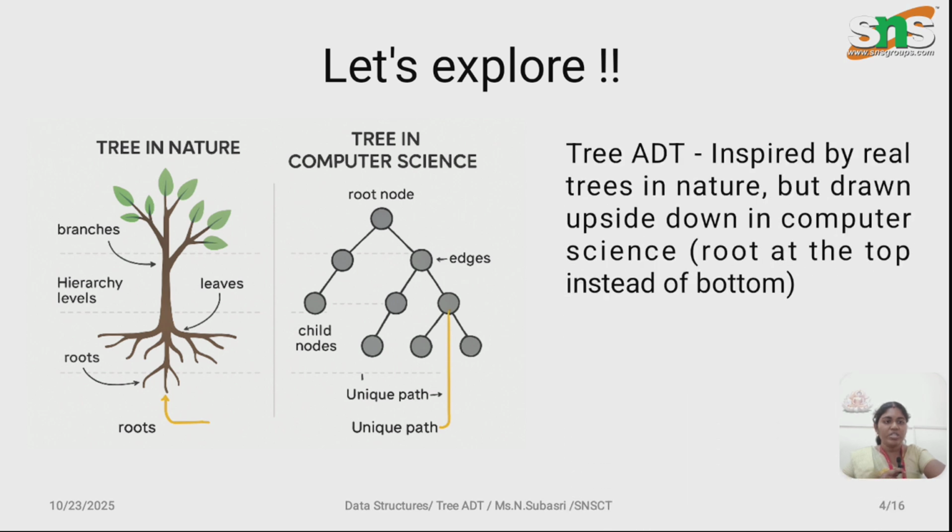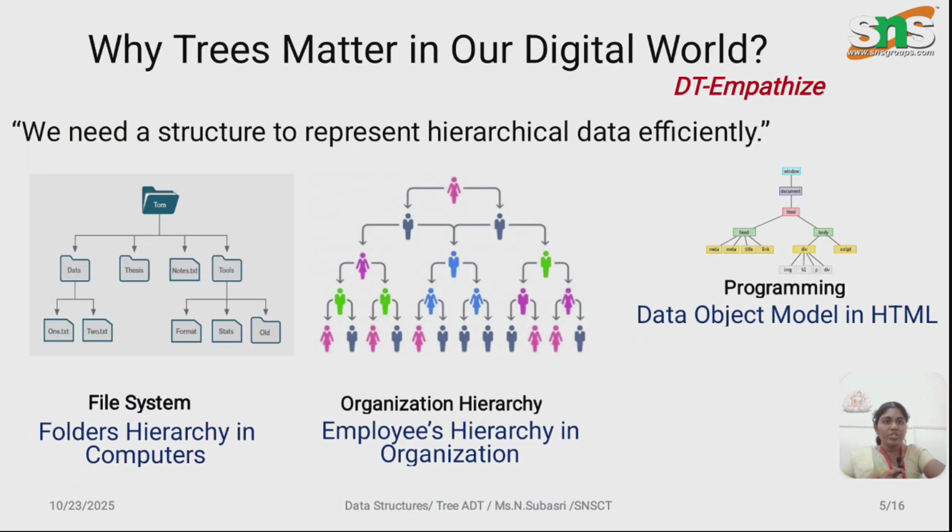So the tree in real-world nature is upside down in computer science, right? What are the differences in the digital world? How will we use trees for the file system? For example, how will we represent data in the file system? I will have different folders, and with the help of folders, we'll store our data, right? Similarly, in an organization hierarchy, first we have the head level, and after that separate teams with separate team leaders, and after that staff or employee levels, and after that non-working staff. This is how the hierarchy follows.